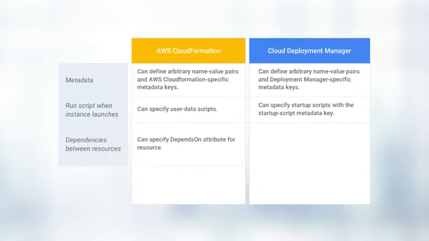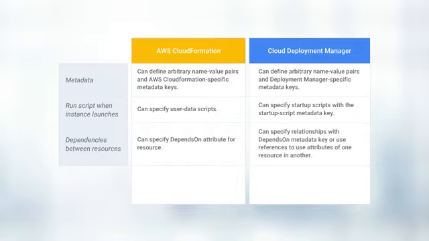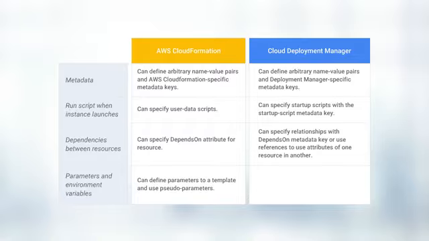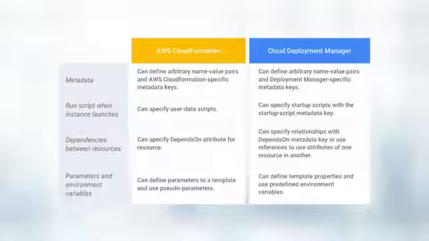In both AWS CloudFormation and Deployment Manager, you can specify that a resource depends on the creation of one or more other resources. In AWS CloudFormation templates, you can use predefined pseudo-parameters such as AWS region or define your own parameters to make your template flexible. In Deployment Manager, template properties can be passed in as parameters to templates. Environment variables are equivalent to pseudo-parameters.